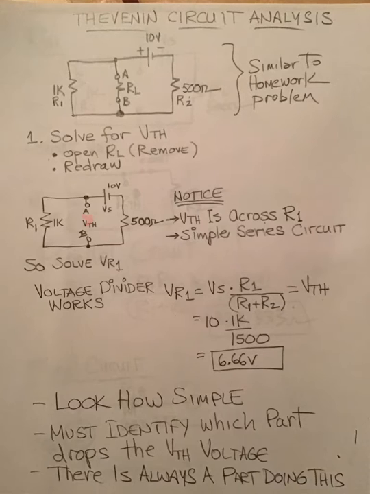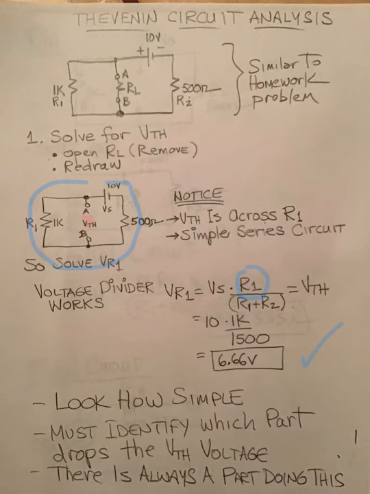And that makes this circuit just a simple series circuit. If you look at it, it just flows in a circular direction. So when we go solve for that first resistor, because it's a series circuit, the voltage divider works. On the top of the voltage divider is resistor 1 divided by the sum of the two resistors. This gives you Thevenin, and if you run through the calculation, you'll see that you get 6.66 volts.